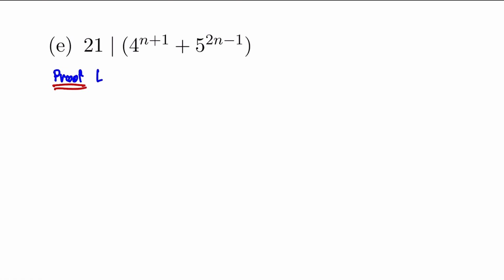And I will let P(n) be this statement. So our P(n) is now: 21 divides 4^(n+1) + 5^(2n-1). So to use mathematical induction, we have to start with the base step.